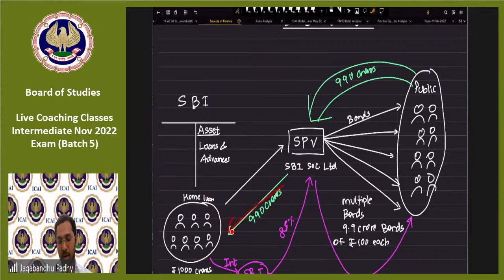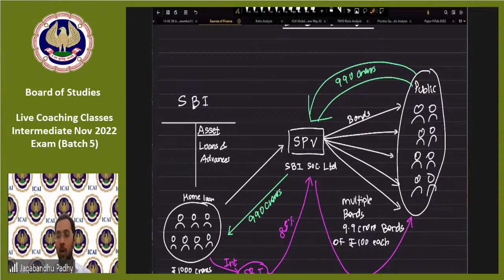Now, to give this 990 crores, how would SPV have received this money? SPV would be issuing multiple bonds in the market, which the public will be buying, and those proceeds will be given to SBI. That's the fund flow that happens from public to SPV, then from SPV to the State Bank of India.